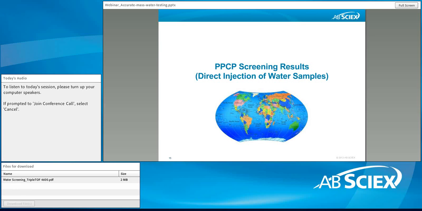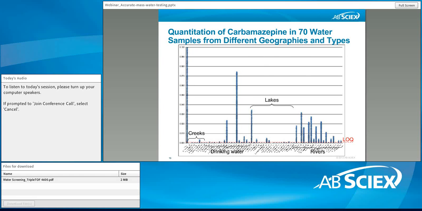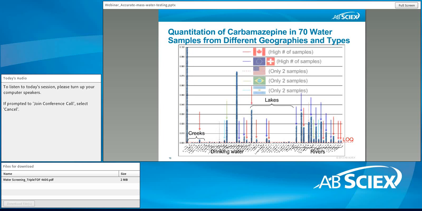Just some data about findings of carbamazepine. A while ago, our team did some water sampling across the world when traveling, going to conferences, going on vacation, etc. And we sampled drinking water, river water, lake water across the world in different countries. And here are some findings about carbamazepine. In total, we had 70 water samples from all different countries.